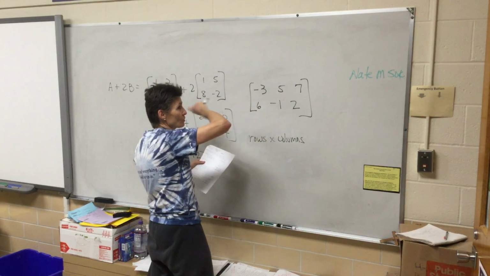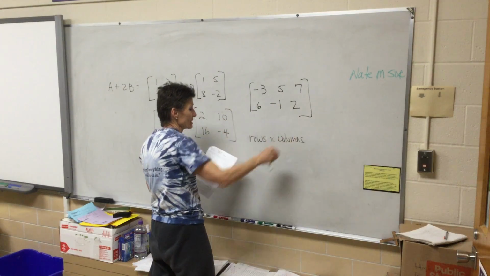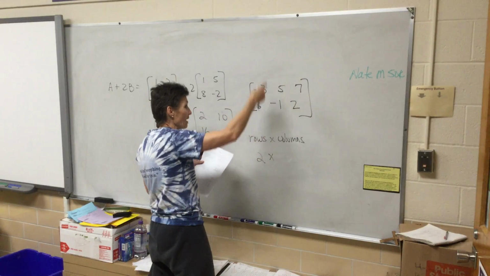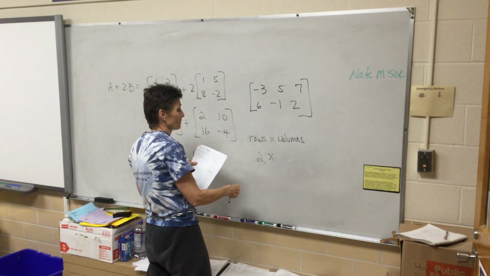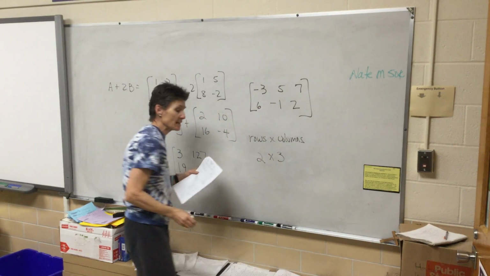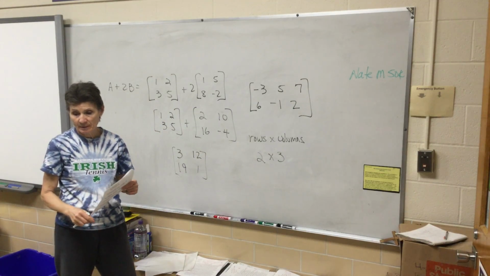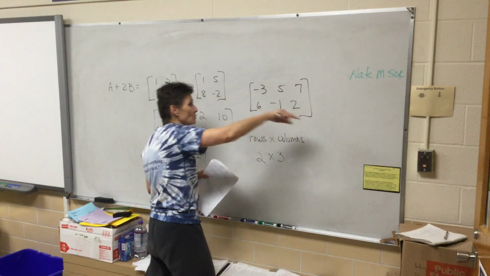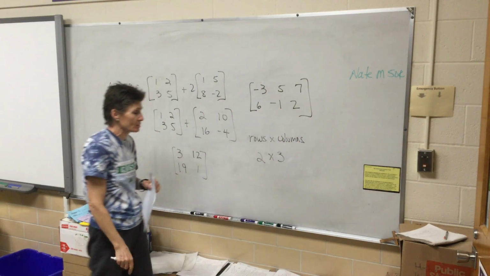No, rows go sideways. Take your finger, go sideways. Two sideways, and then columns go up and down. How many of those are there? Three. So this is a 2 by 3. Get your hand motions going to help you remember. Rows go sideways, and there's 2 of those.